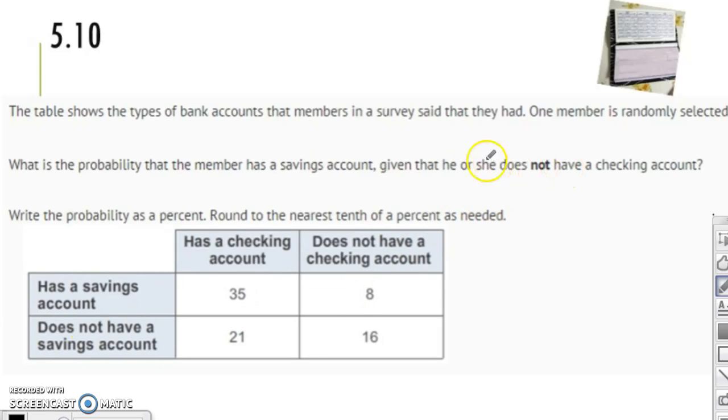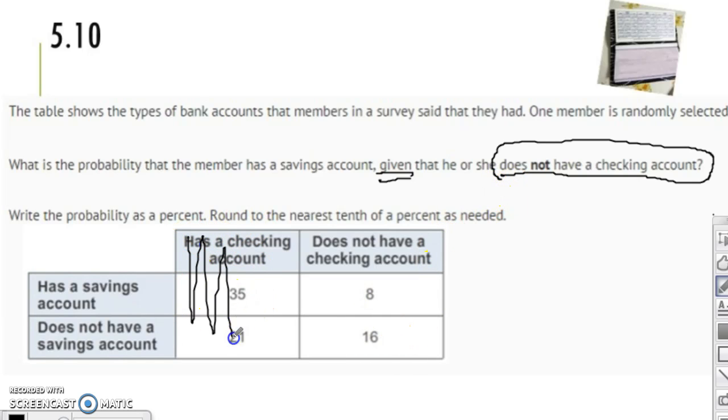Okay, so given. Anytime you see the word given in probability, that's extremely important, and I always start with that. So we're given that he or she does not have a checking account. That means the only people I care about are the people that do not have a checking account. So I'm going to get rid of anybody that does have a checking account. I don't even want to look at them. They're just distracting me. I'm given for a fact that they don't have a checking account. So I'm only looking at the people that don't have a checking account.